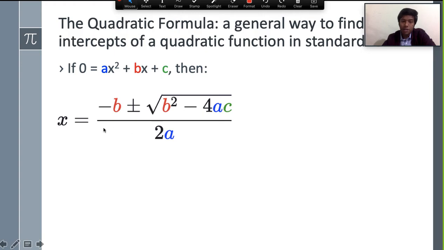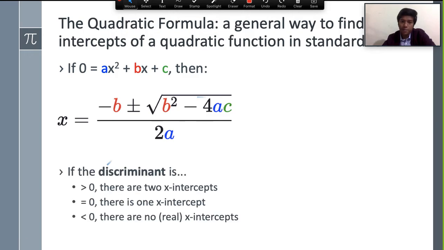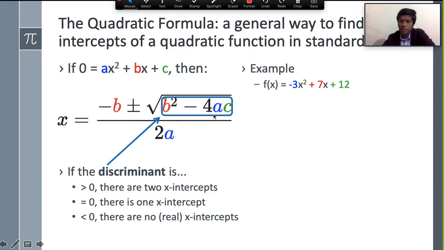If you use this formula, it will directly give you the x-intercept without any factoring. You can use this formula everywhere. This value is called the discriminant. If this value is 0, then there is only one x-intercept. If this value is greater than 0, there are two x-intercepts. If this value is less than 0, that means a negative number, then you have no x-intercept, because the function in that case becomes undefined. The square root of a negative number is undefined.